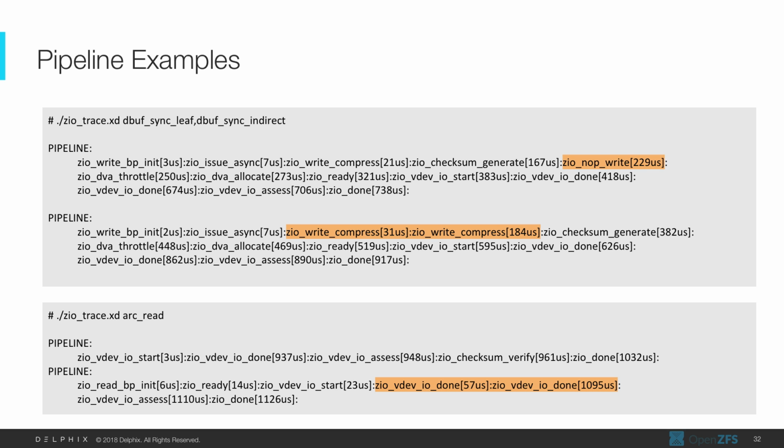So here's one looking at reads. And again, much simpler. And we see a similar thing at that point. This time, we're in ZIO VDEV IO done, and we see that get invoked twice. The first time, it's the logical I/O coming through. Now he's waiting for his VDEV children to actually do the I/O on his behalf, and then he goes back on the pipeline once that I/O completes.